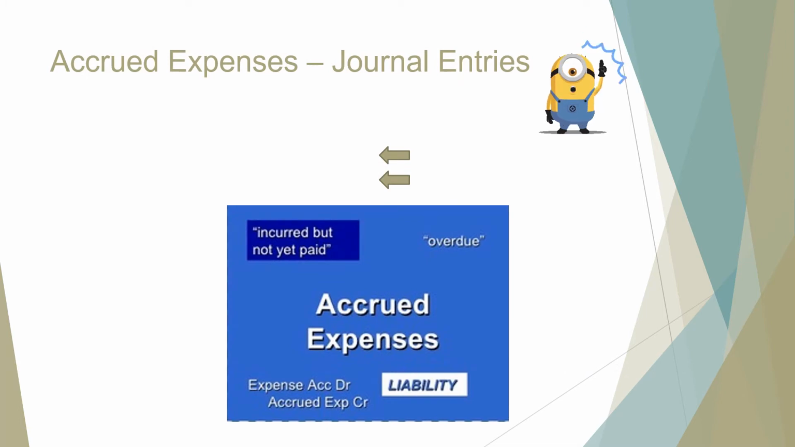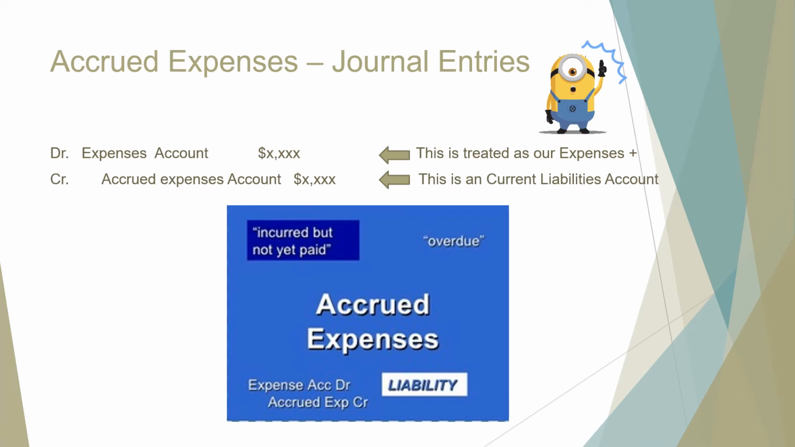So we have the general journal entries. We debit expenses, whatever expense it is, whether it's insurance or advertising or interest, and we credit the accrued expenses account. So accrued expenses and expenses are the two accounts affected. Expenses is an increase, so it is a debit. Accrued expenses is a current liability account, so it is on the credit side.